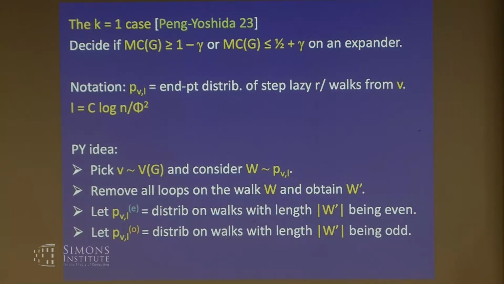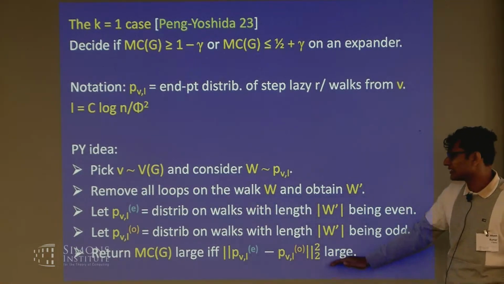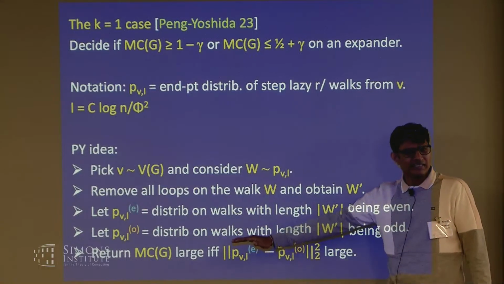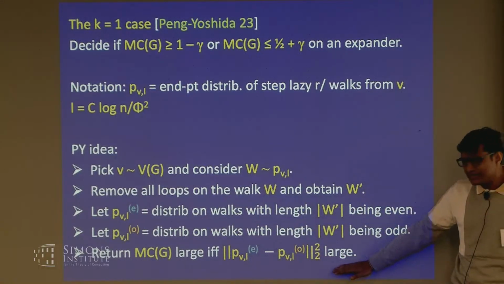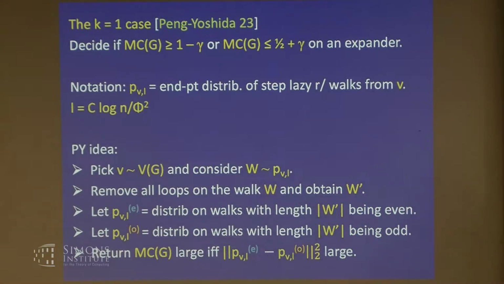Right? So what they recommend is that you should use the following as a reliable indicator for the cut value. If the L2 squared distance between these two distributions is large, you should say that the cut value is large, it's close to 1. On the other hand, if this value is small, you should conclude that the cut value is in fact close to 1/2. All right? It's a pretty elegant analysis, a beautiful paper.